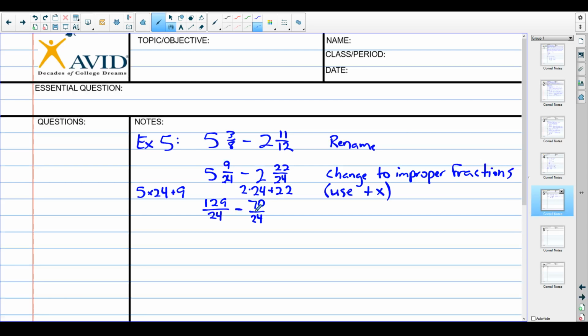And then we're subtracting. Now we could use KFC here, but we actually don't have to because none of the numbers are negative. This is just a standard regular old subtraction problem. So 129 minus 70 is just 59. And it's still over 24. So now this isn't wrong, but generally you don't want to leave your answers as improper fractions until you get to algebra. So we're going to change it back to a mixed number.